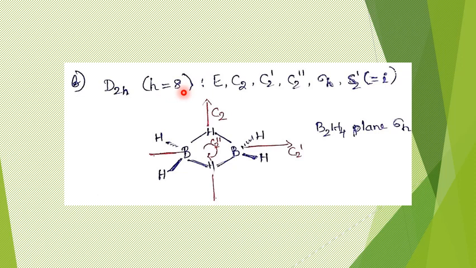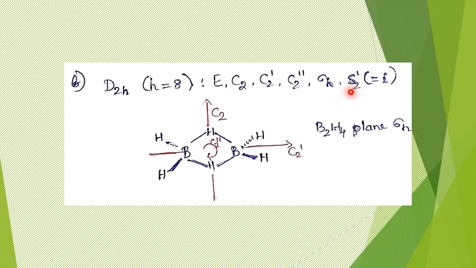The order of this should be 8 in this case, and easily if it is D2H, what all operations should be possible that can be listed. So E, and if it is a D2, C2 axis should be possible. One principal axis it can identify, so that will be C2, and two perpendicular C2s, which I have identified to be C2 dash and C2 double dash. And next sigma h, it is the requirement because it is a DNH point group. Sigma h we have.